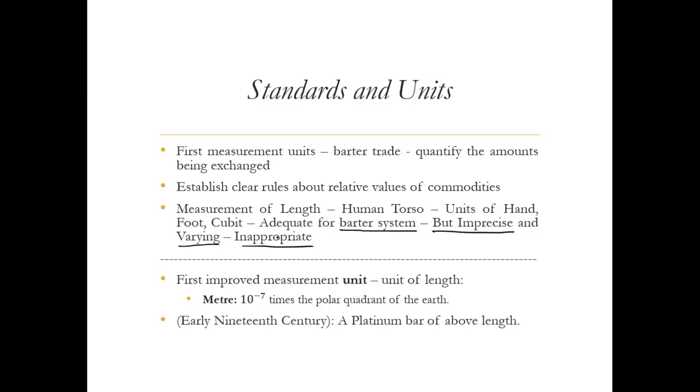In the early 19th century, a platinum bar of this length was used as the standard for the meter. Similarly, in 1889, a superior quality platinum iridium alloy bar of this length, that is 10 to the power -7 times the polar quadrant of the Earth, was used as the basic length standard, so that we could compare any other quantity with these basic standards.